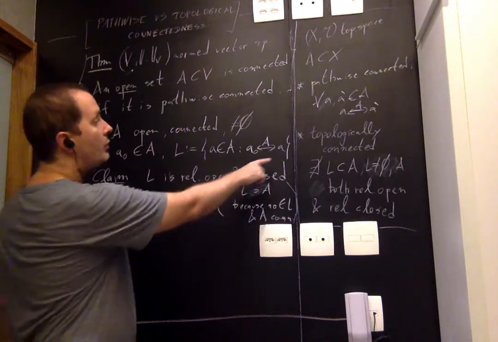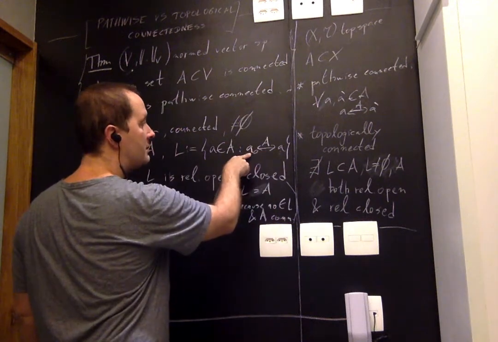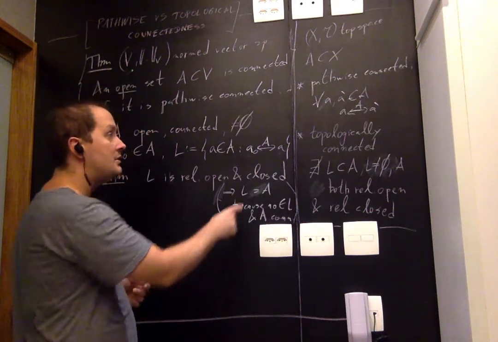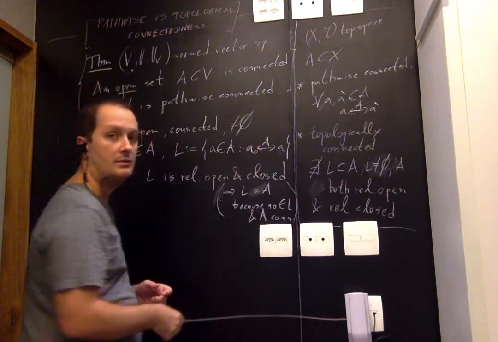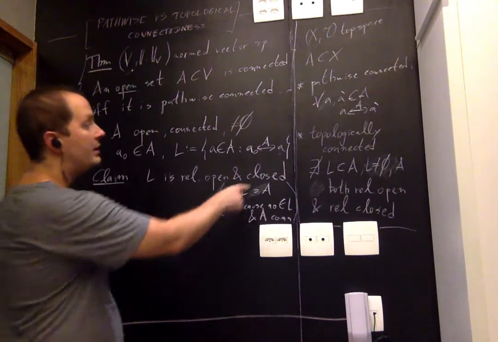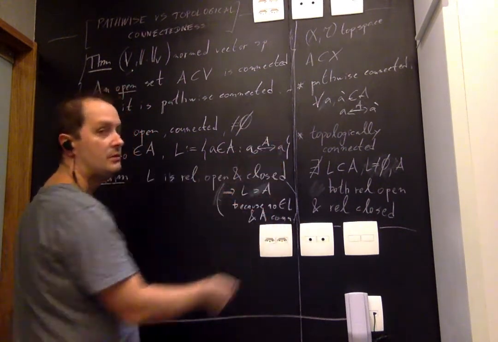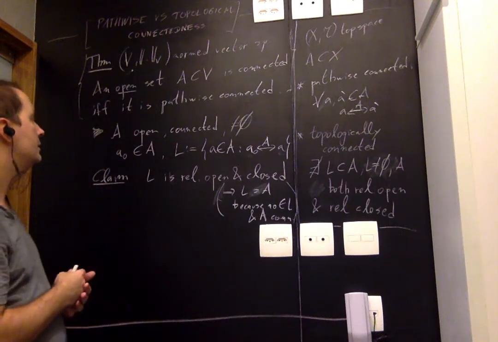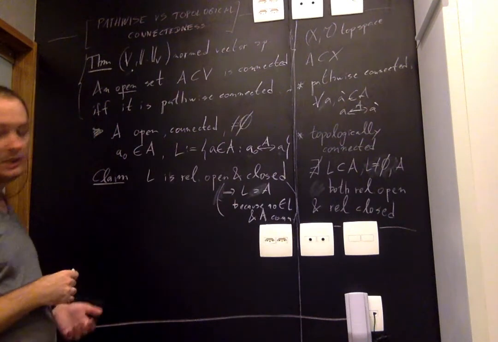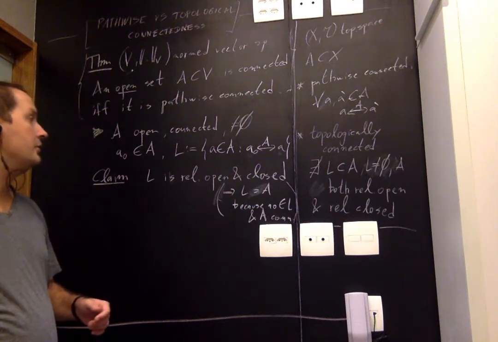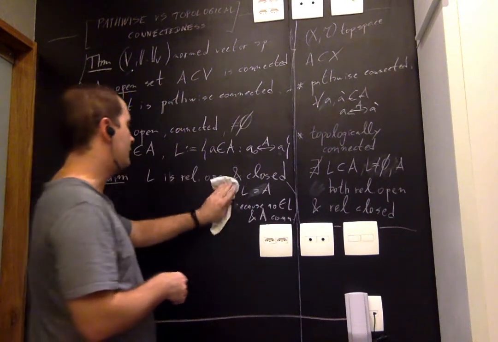So if all points little a are connected to A naught, then we know that this relation is transitive, right? That means that any two points are connected. If you want to connect A to A prime, you can take a path from A to A naught, and then from A naught to A prime, and you're done. Okay, so we need to prove this claim, and hopefully you understand by now why it implies the theorem. How do we prove this?